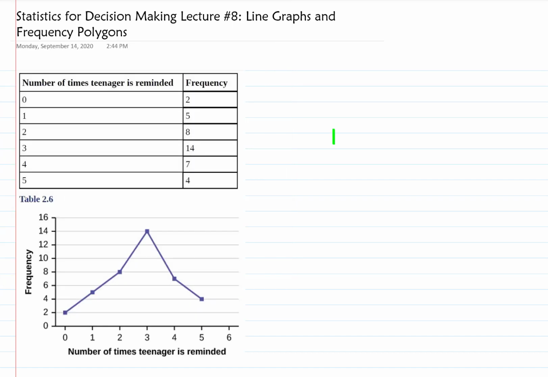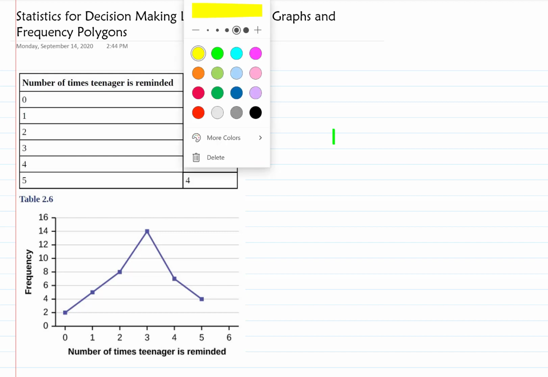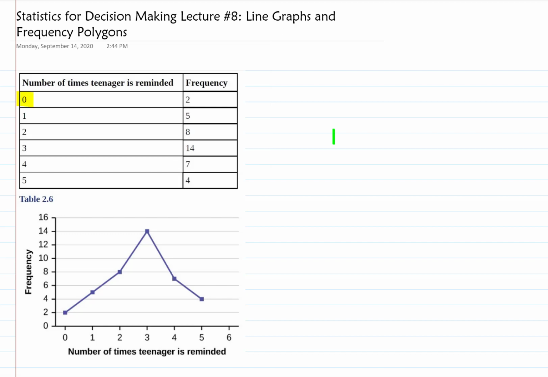Okay, you see on the horizontal axis, they plotted the number of times the teenager is reminded. That's our categories here: 0, 1, 2, 3, 4, or 5. And then for each category on the vertical axis, they plotted the frequency of that category. In other words, how many times does that category show up in the data?